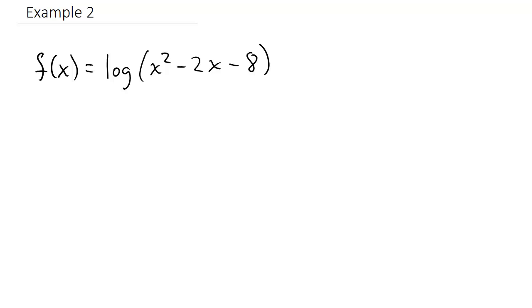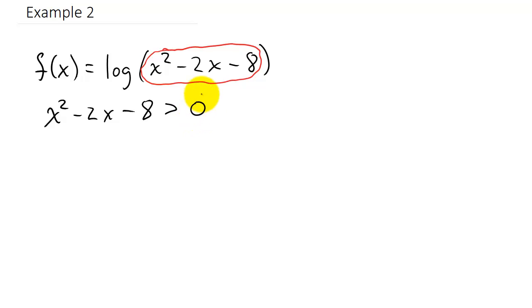Alright, so we're going to find the domain of a logarithmic function. We have the log of x squared minus 2x minus 8. To find the domain, we know that we can't take the log of 0 or a negative number. So that means this function that we're taking the log of has to be positive. That means x squared minus 2x minus 8 has to be greater than 0.